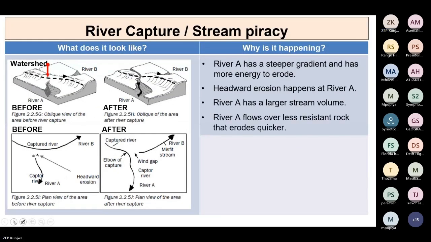Now, River A, we have already said it has got a steeper gradient and is energetic. I've already explained all of that. Remember, I said to you, you must note this. River A must find a more resistant rock to erode quicker, that is why I was saying it must find a softer rock there. I've already explained all of that.